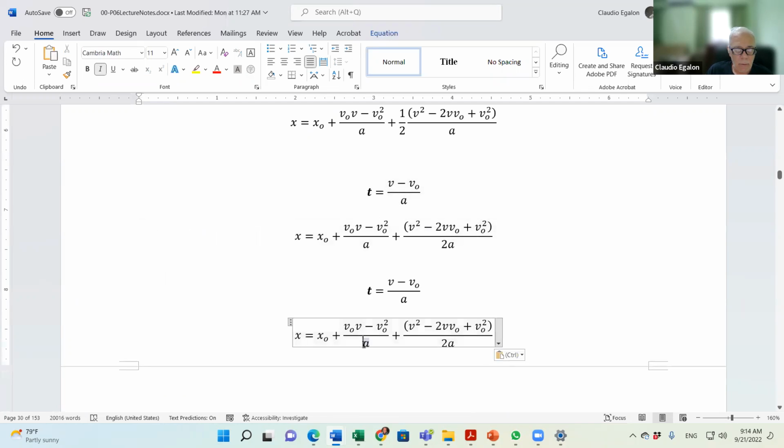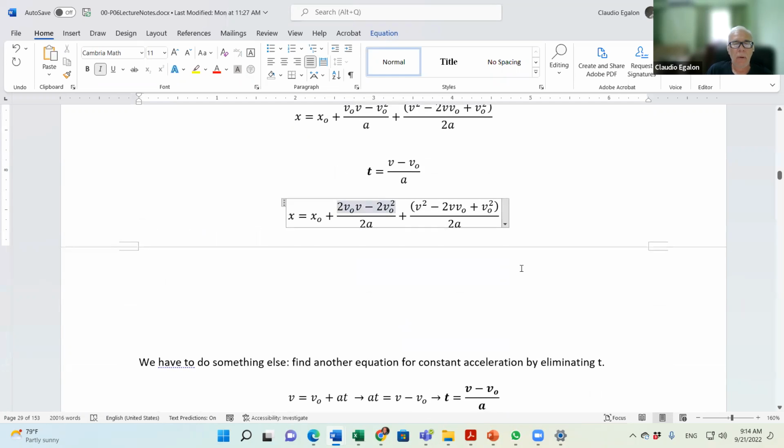Here you go. 2A, when I put it under a common denominator, I have to multiply the top by 2 as well. Divide by 2, multiply by 2. A little mathematical trick that we have. And now both fractions are under a common denominator.